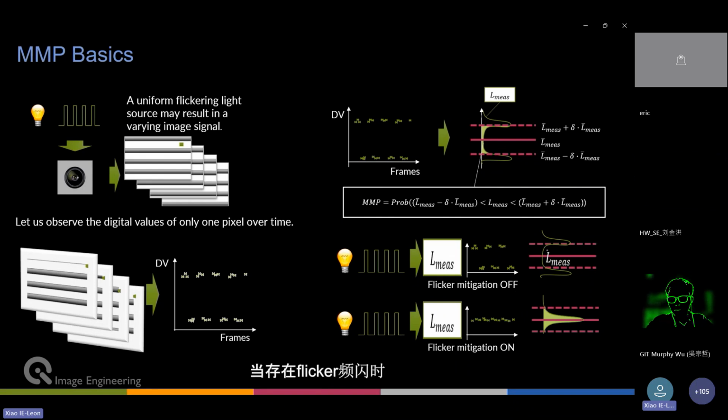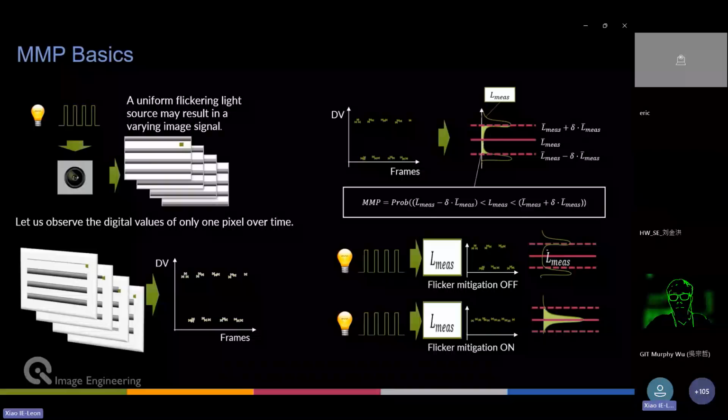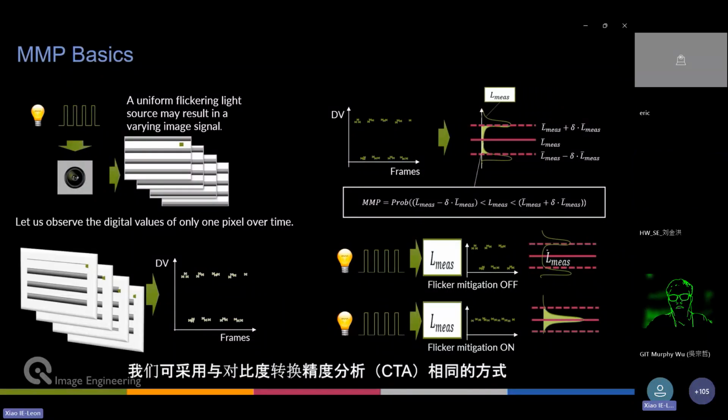So if we have this flicker, that gives us two distributions over time, which we can then observe. Now we can use the same approach as we use for CTA. We calculate the probability that a certain value falls inside this distribution or that it's outside. So you see that down there.